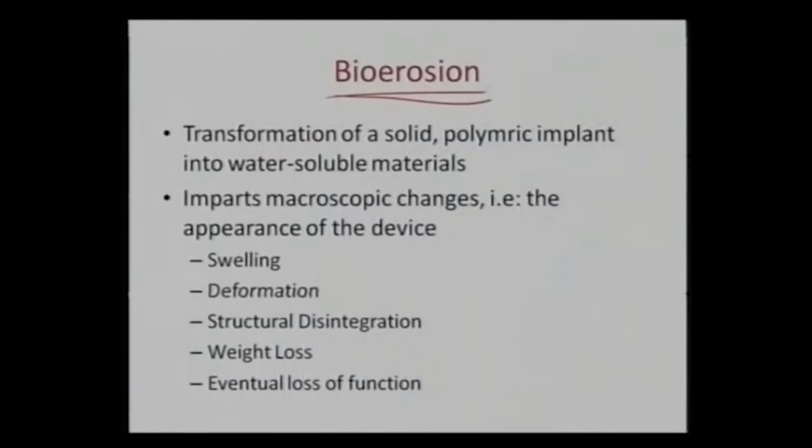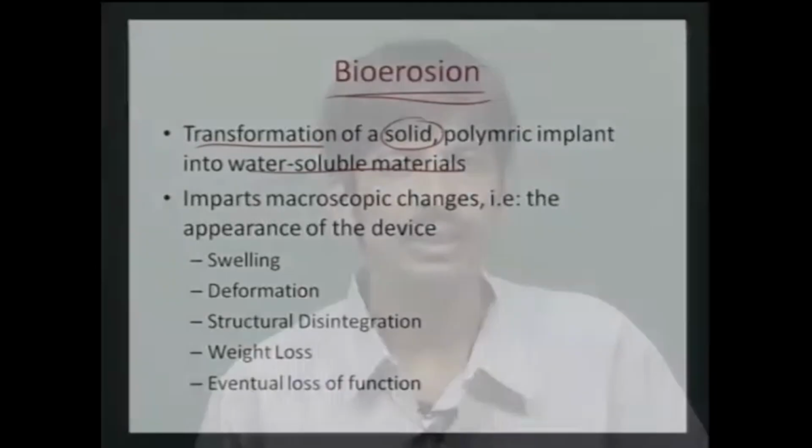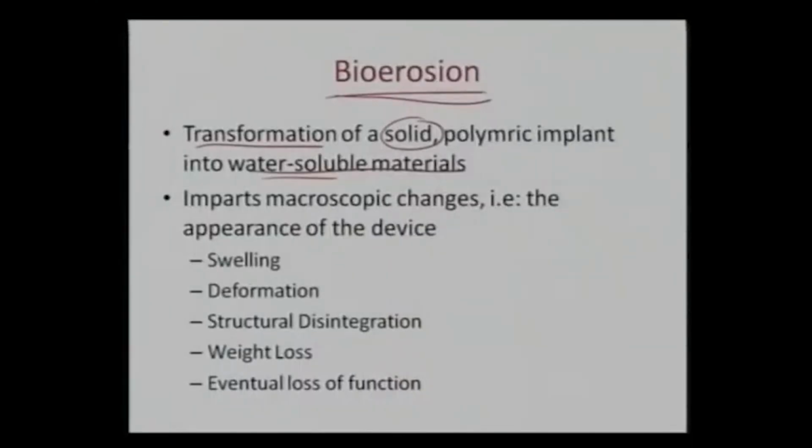So first of all, coming to the bioerosion part, bioerosion is nothing but the transformation of a solid polymeric implant into certain water soluble materials. So we have a polymeric material which is water insoluble, and through certain activity it basically becomes water soluble.